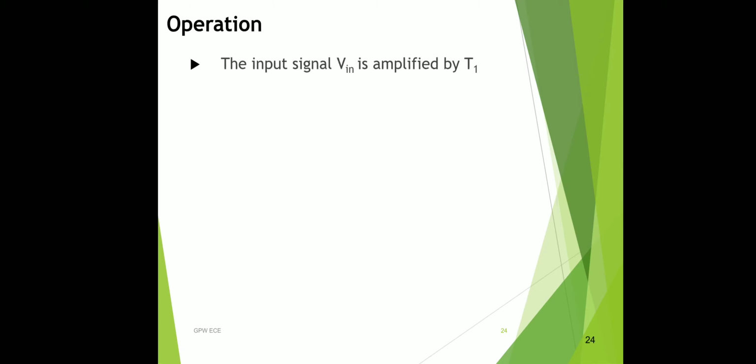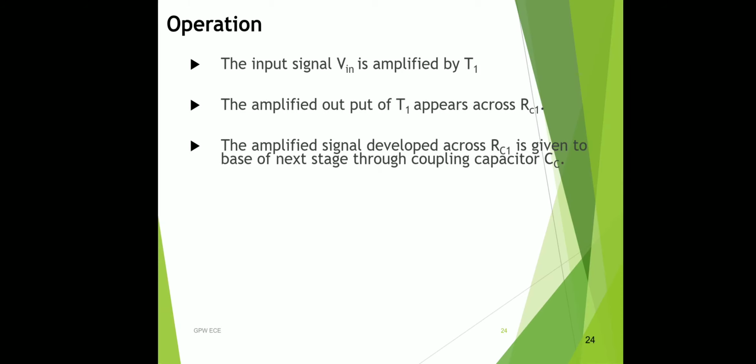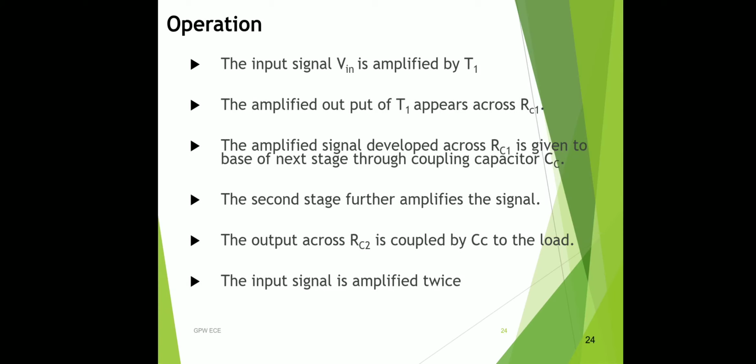Operation of this two stage amplifier: when the input signal Vin is applied to T1, the amplified output of T1 appears across RC1. This amplified signal across RC1 is applied to the base of the next stage through the coupling capacitor CC. The second stage amplifier also amplifies the applied input signal. This output appears across RC2. It is coupled by CC to the load.